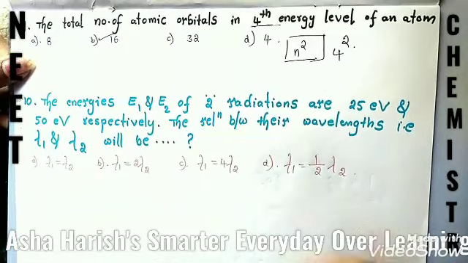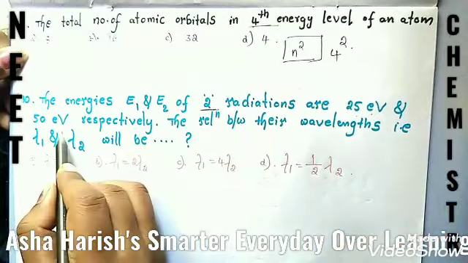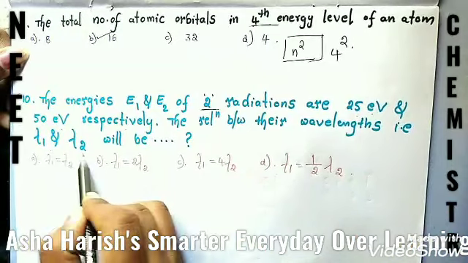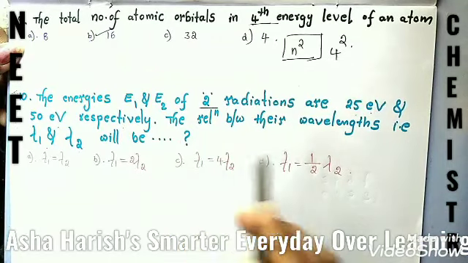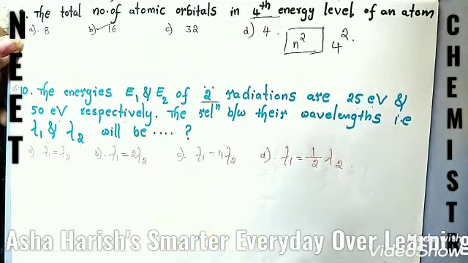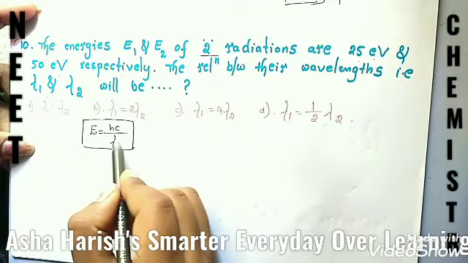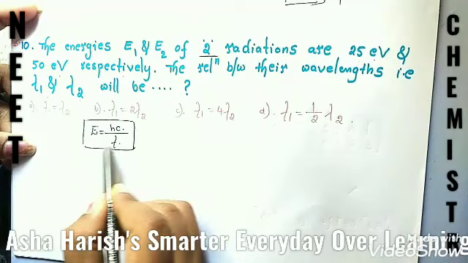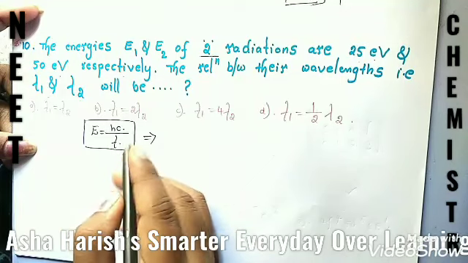Let us see the last question for today's session. The energies E1 and E2 of two radiations are 25 electron volts and 50 electron volts respectively. The relation between their wavelengths, lambda 1 and lambda 2, will be. We should calculate here the relation between lambda 1 and lambda 2. They have given both energies E1 and E2. Let us see the general equation for calculating the energy from Planck's constant, the speed of light and the wavelength. E is equal to hc by lambda.